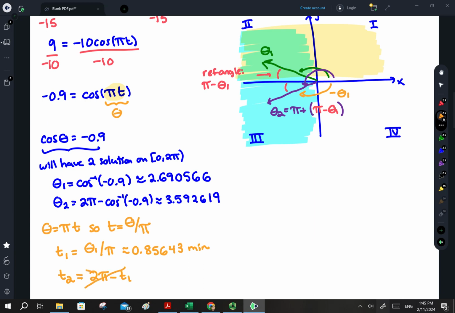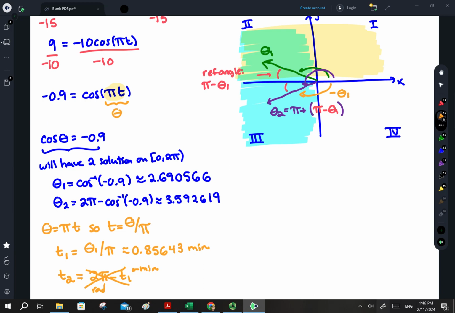But that's incorrect because 2 pi is an angle in radians and T1 is a time in minutes. They're not even the same kind of thing. That would be like saying that you were going to subtract 5 apples from 30 feet. What do you even mean? What does it mean to subtract apples from feet? I don't know. They're not the same kind of thing. One's a measurement of length and the other one is apples.